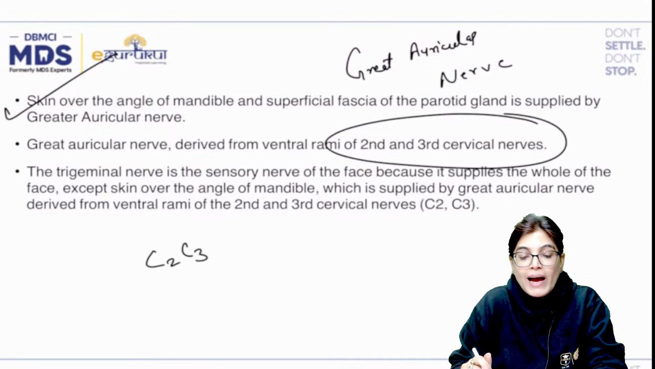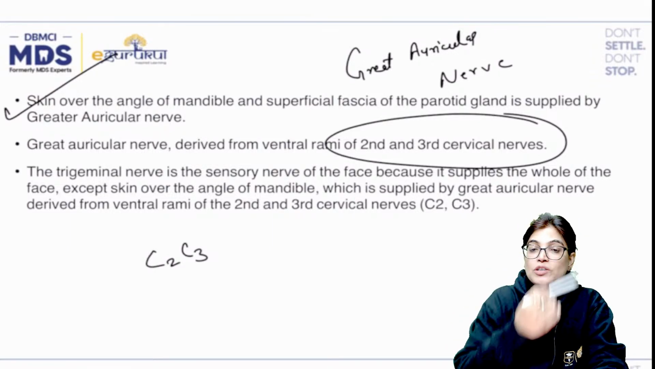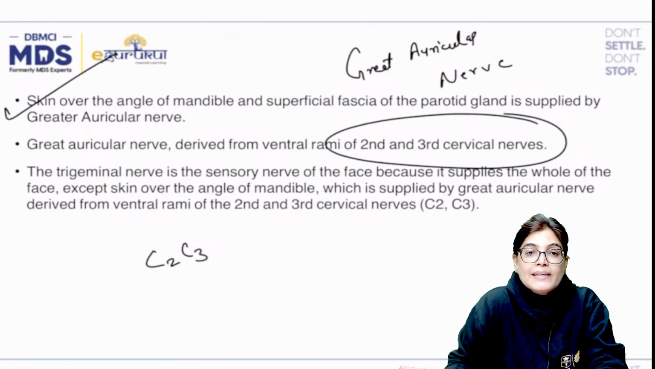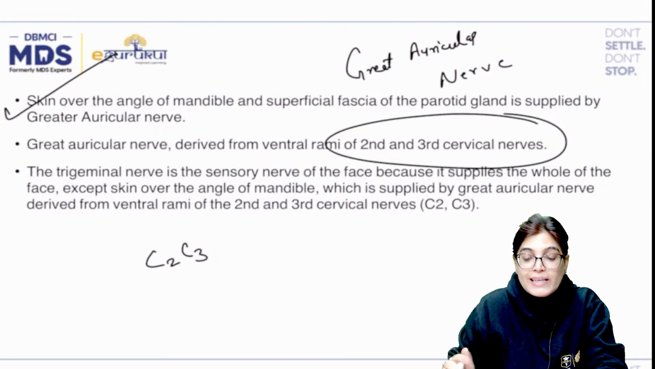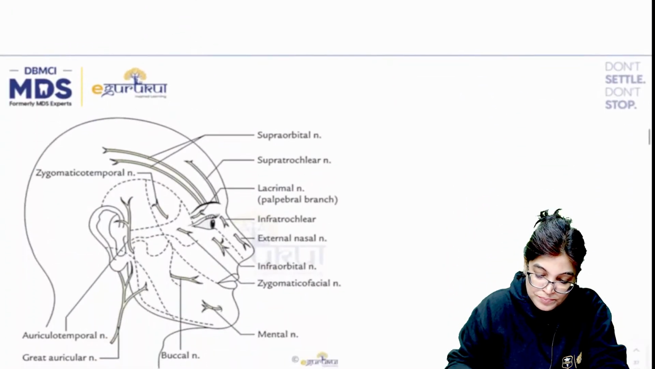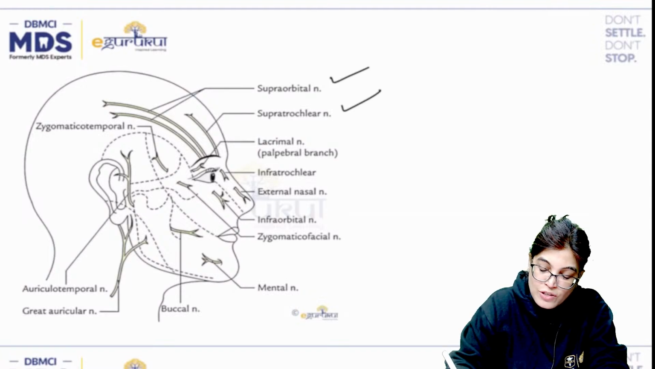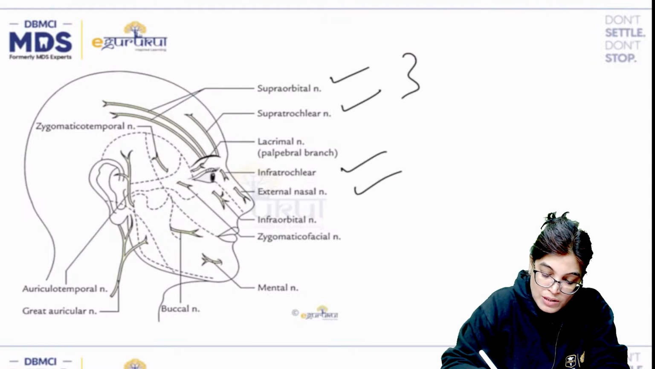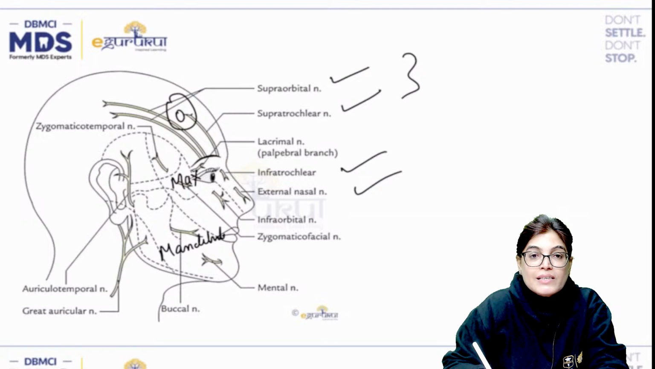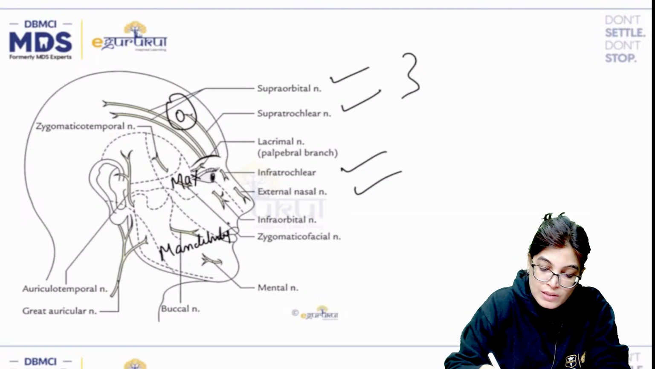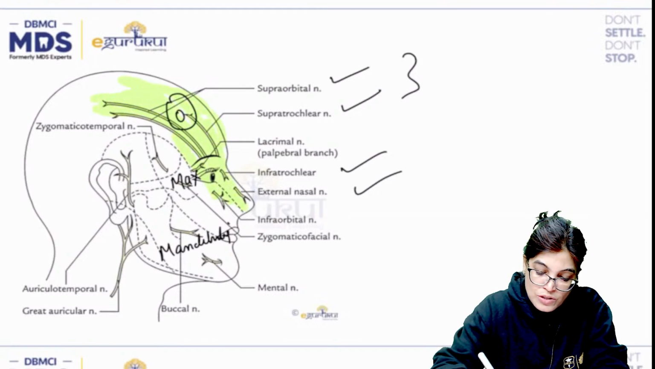The trigeminal nerve and its three divisions, ophthalmic, maxillary, and mandibular, innervate the entire area of the face except the area anterior to the ear or near the angle of mandible, which is innervated by the great auricular nerve. You can see the supraorbital and supratrochlear branches of the ophthalmic, and other branches of the maxillary. The O is for the ophthalmic region, the middle area is the maxillary region, and the lower face area is the mandibular region. This is the whole area of the face innervated by the three divisions of the trigeminal nerve.